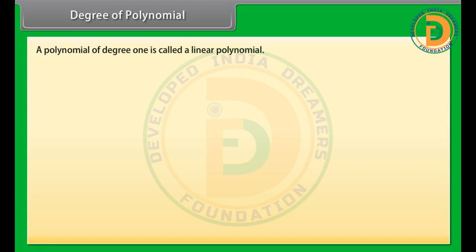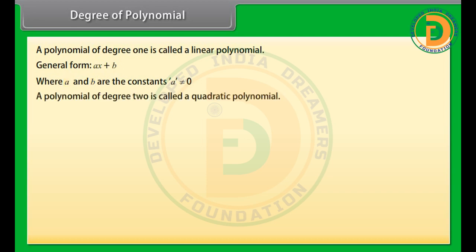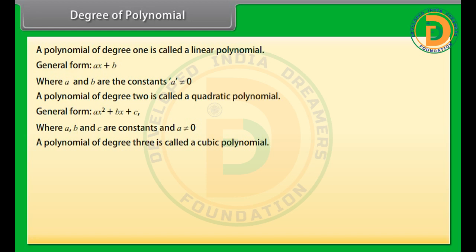Degree of polynomial. A polynomial of degree 1 is called a linear polynomial. Its general form is ax plus b, where a and b are constants, a is not equal to 0. A polynomial of degree 2 is called a quadratic polynomial. Its general form is ax square plus bx plus c, where a, b, and c are constants and a is not equal to 0. A polynomial of degree 3 is called a cubic polynomial.